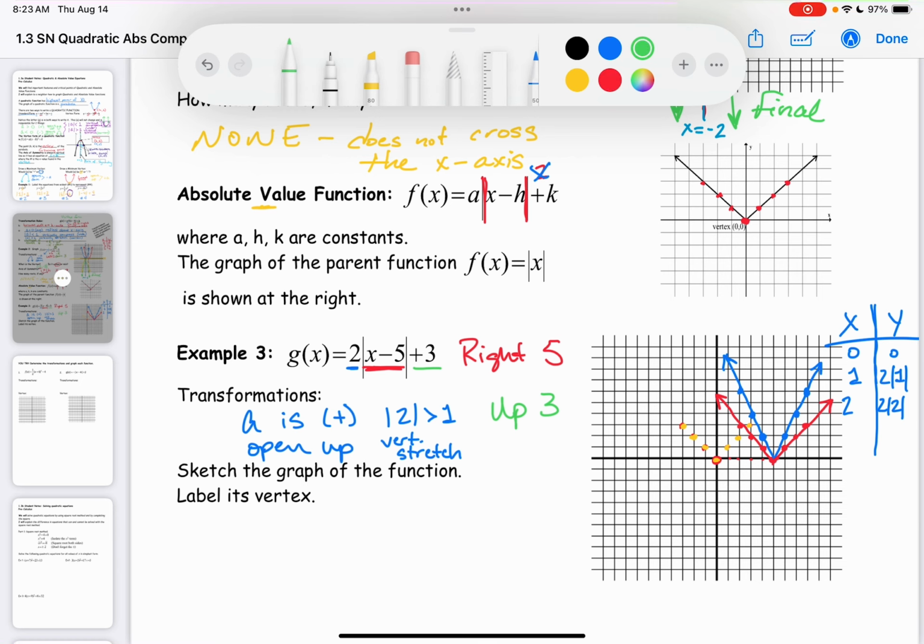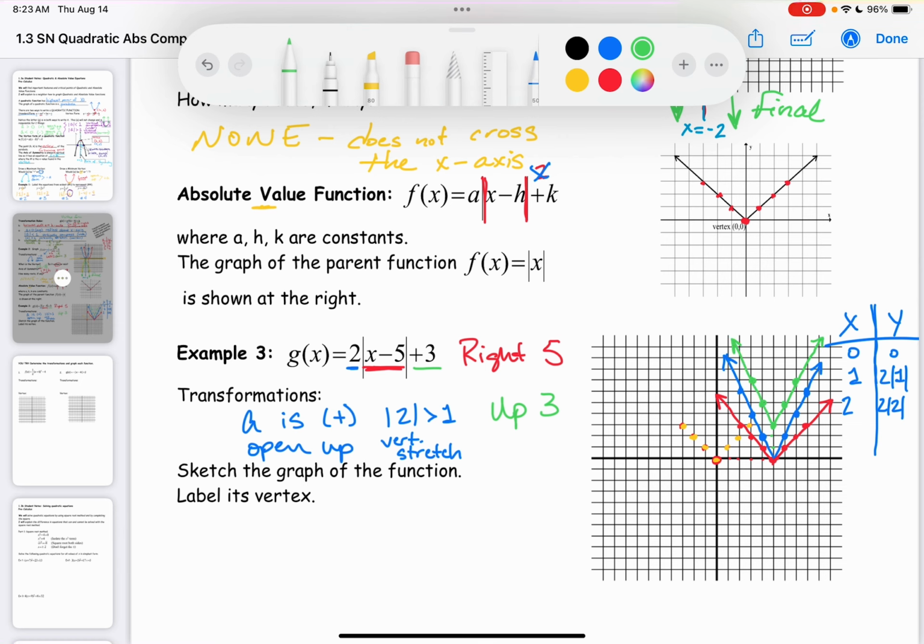And then the last thing we're gonna do is we gotta shift it up 3. So we're gonna take our vertex and we're gonna go up 1, 2, 3. And again, we have points 1, 2, 2, 4. And I'll just leave it at that so I don't run out of room on the graph. That still gives me enough to be able to sketch her out there.